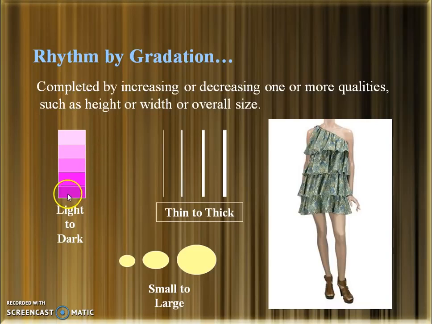For example, here we can see the colors going from light to dark, the lines from thin to thick, size from small to large. Similarly, in this example, we can see the ruffles on the dresses going from large to small.